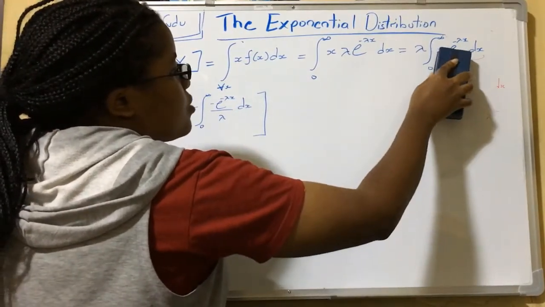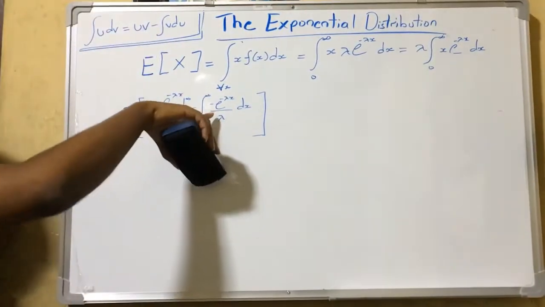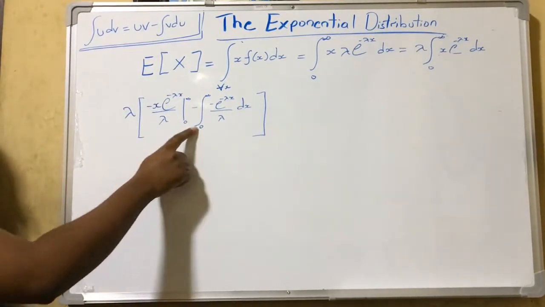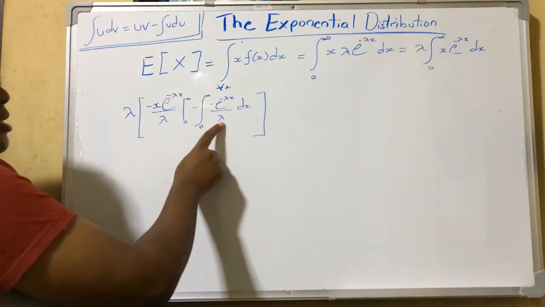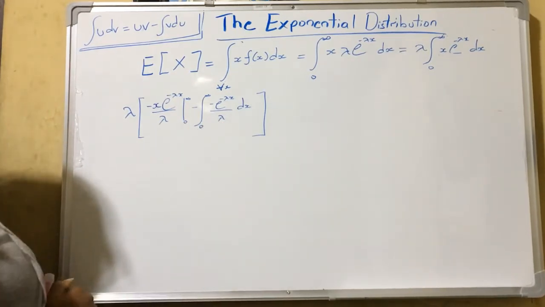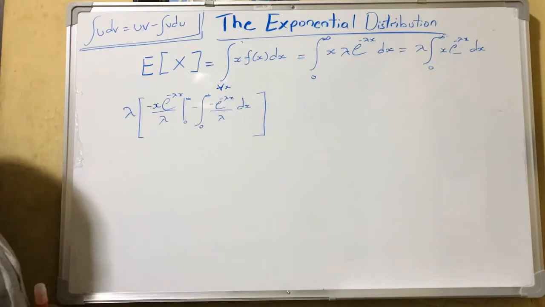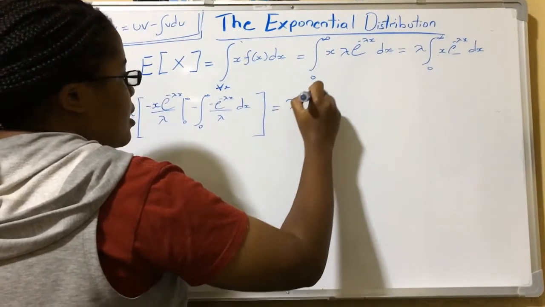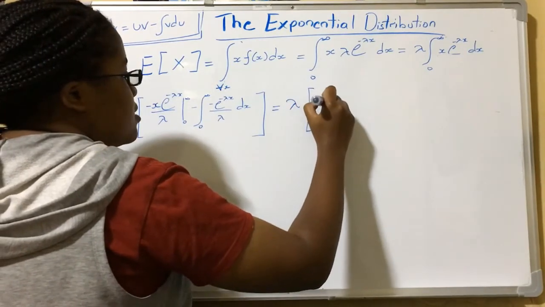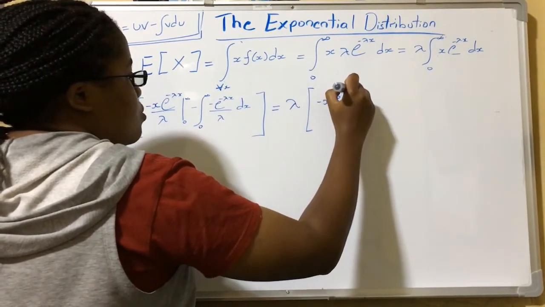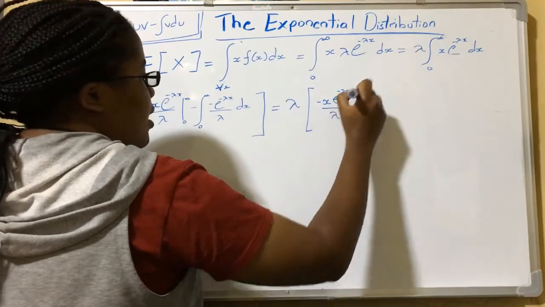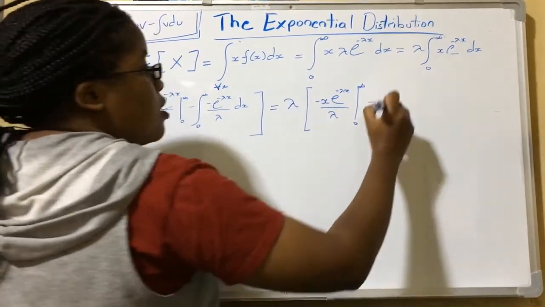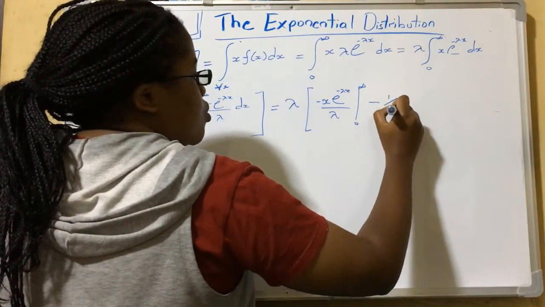Now, after using integration by parts, I still have another integration that I have to take care of, which is this integration. And this integration can be taken care of because there is a constant within it which I can remove, and this negative can also come out to turn out as a positive. That means my expression will ideally be lambda times negative x exponential minus lambda x over lambda from 0 to infinity minus 1 over lambda.